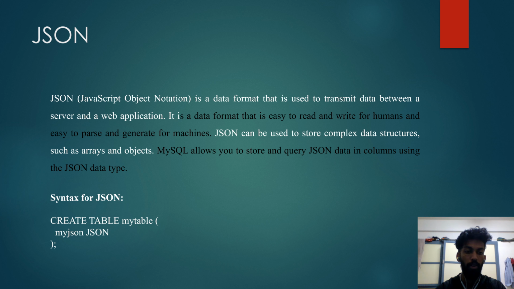Next, we are going to talk about JSON. JSON, or JavaScript Object Notation, is a data format that is used to transfer data between a server and a web application. It is a data format that is easy to read and write for humans and easy to parse and generate for machines. JSON can be used to store complex data structures such as arrays and objects. MySQL allows you to store and query JSON data in a column using the JSON data type. Syntax for JSON is also given here.